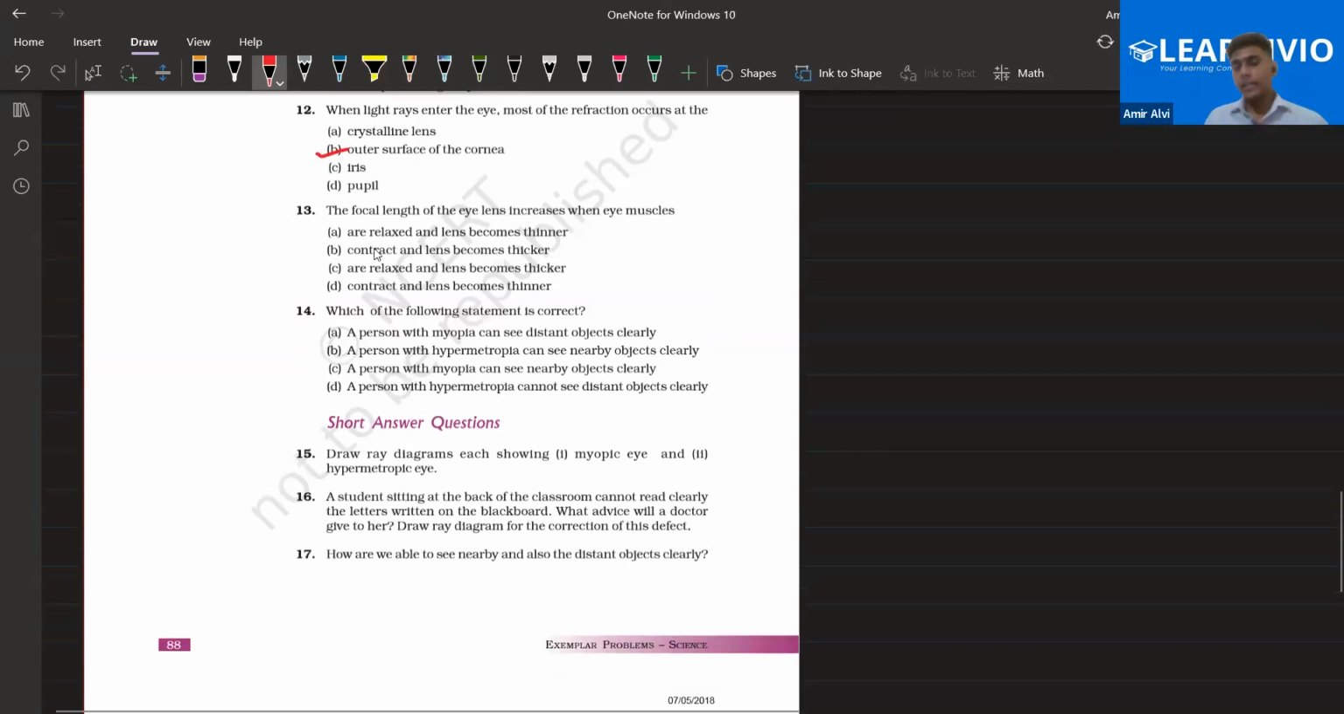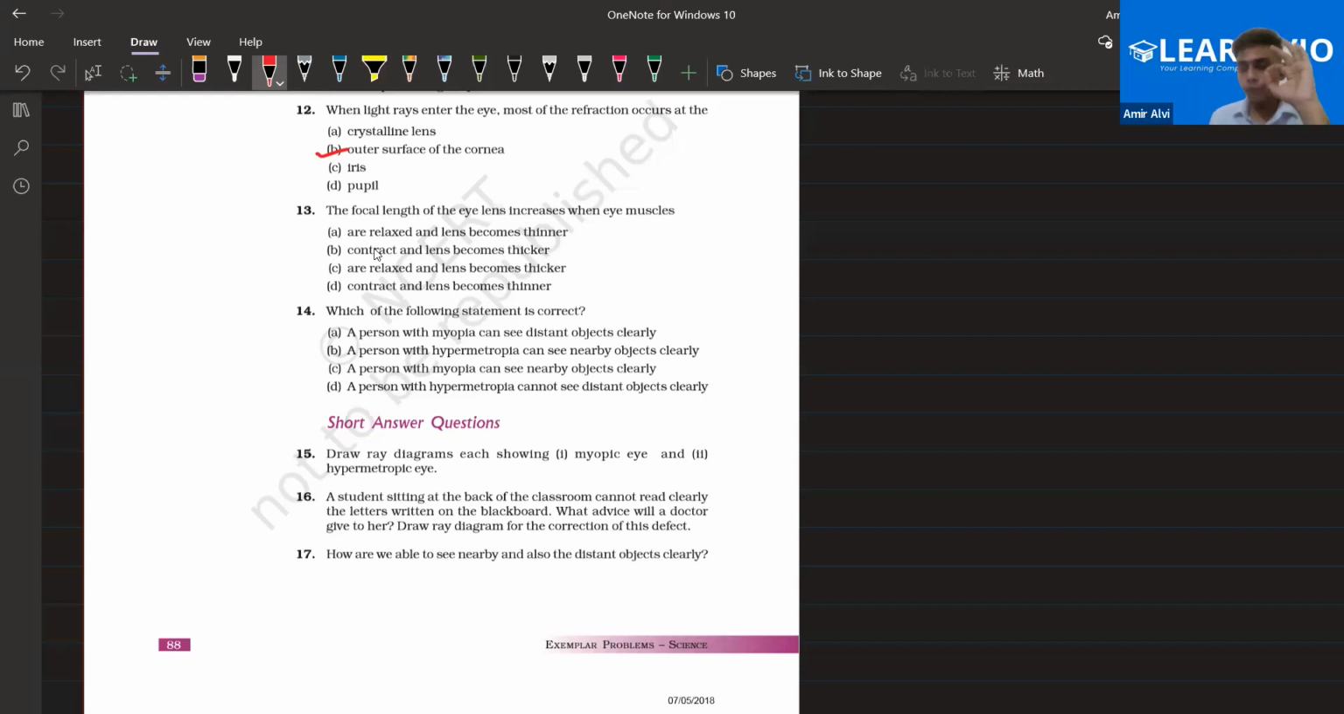Now the next thing: the focal length of the eye increases when the eye muscles are relaxed. We have two conditions. When we have the relaxed eye, the eye lens is in the normal position and it is thinner. But if we shrink our eye, we have a thicker eye lens. Due to that, the focal length will decrease.